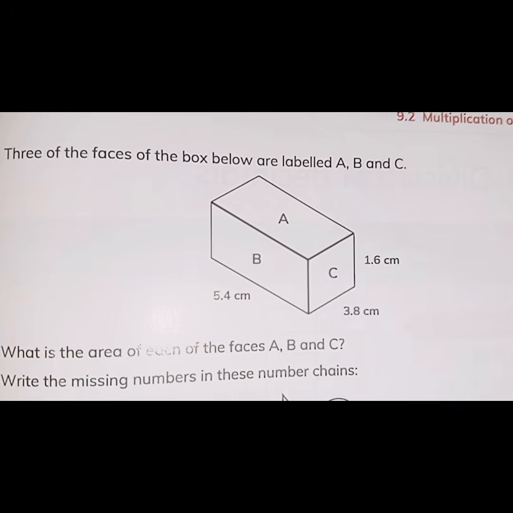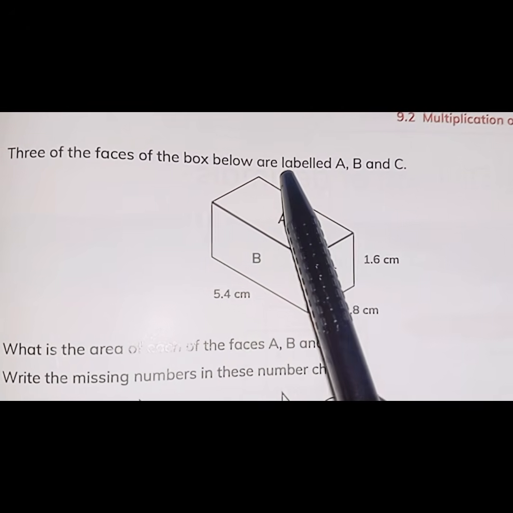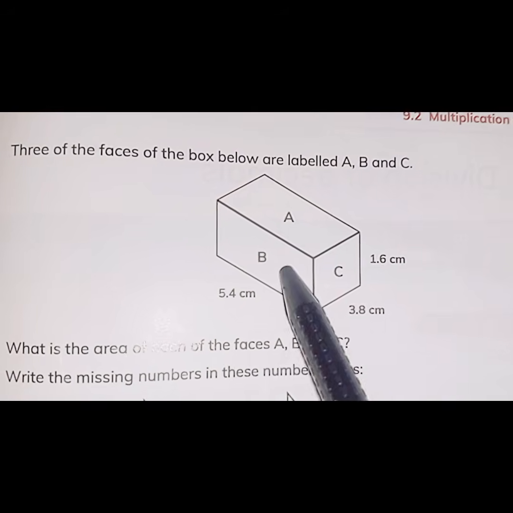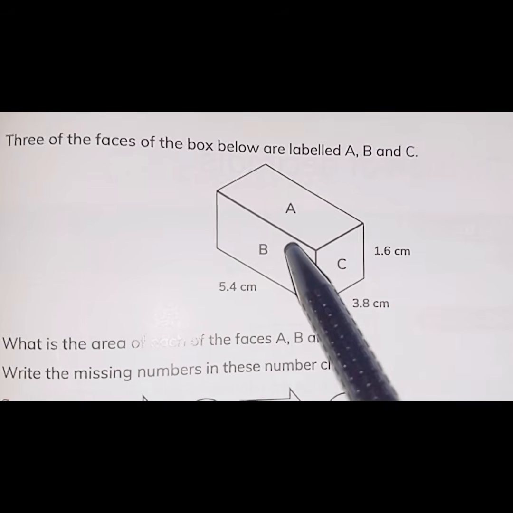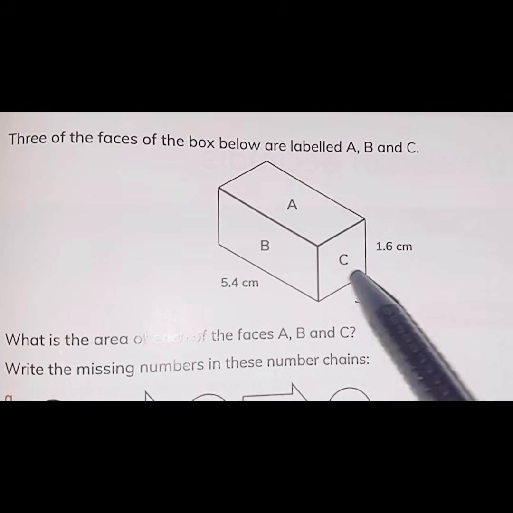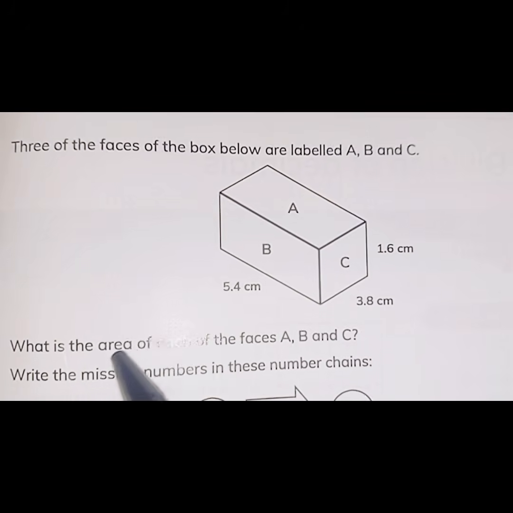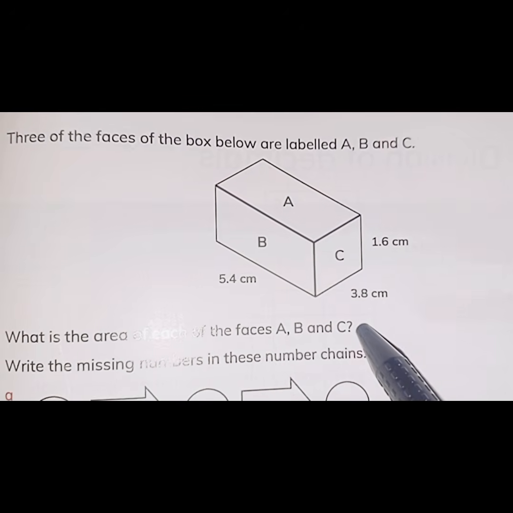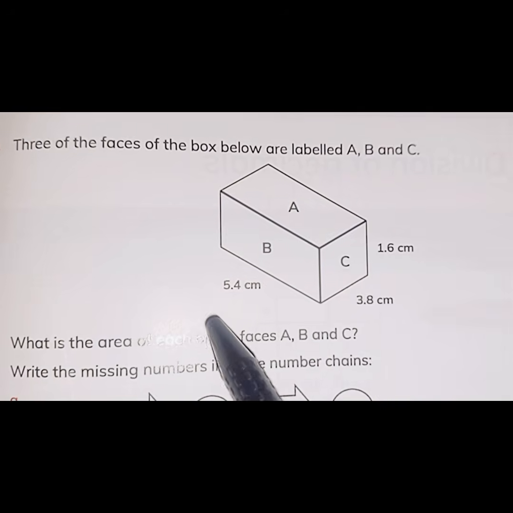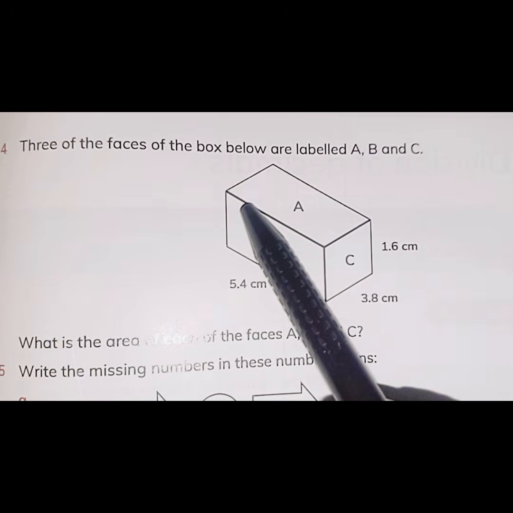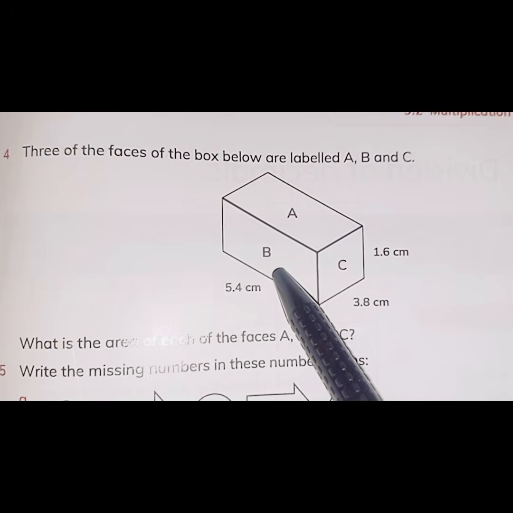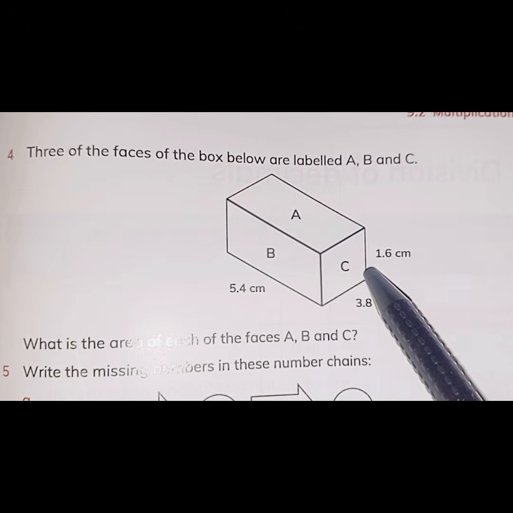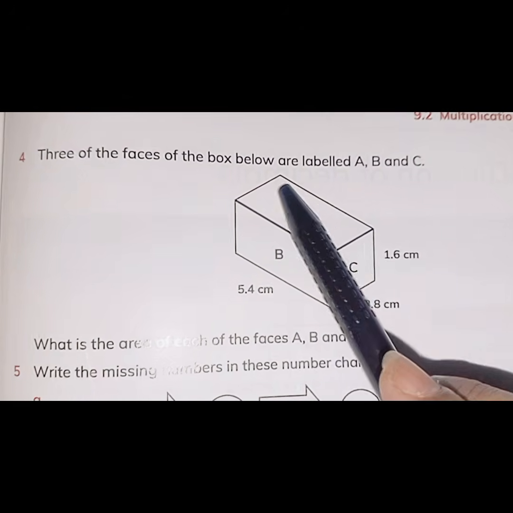Now students, look at question number 4. Three of the faces of the box below are labeled A, B and C. This is our A face, this is our B face and this is our C face. What is the area of each of the faces A, B and C? Now we have to find out the area of face A, face B and face C. There are three faces given.